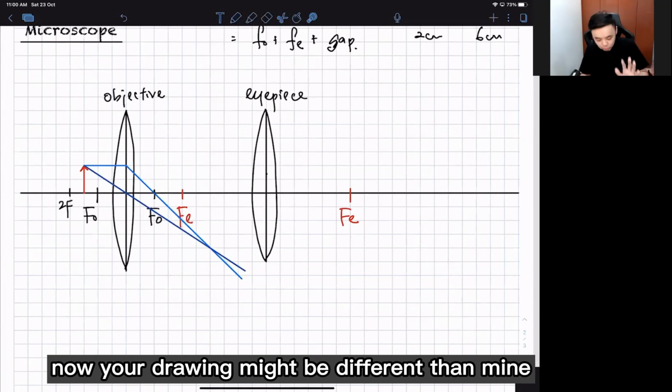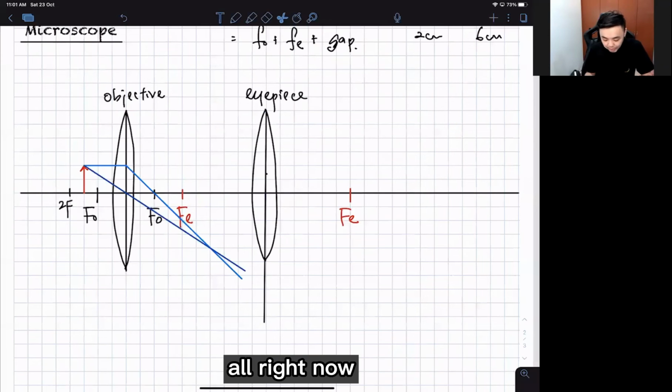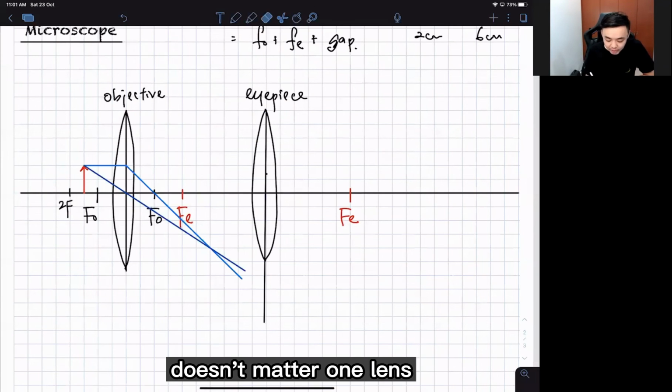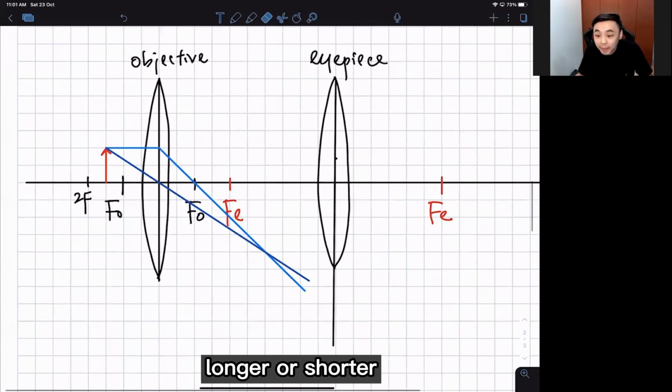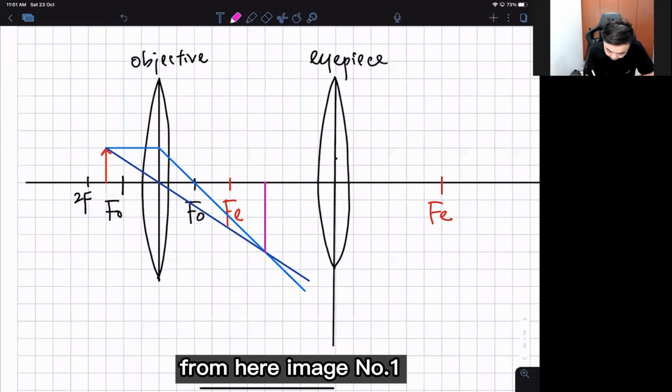Now, your drawing might be different from mine. It's fine because my one is not exactly 2 cm. Now I need to make the lens longer. It doesn't matter, lens longer or shorter. All right, like that. So this is where I have the first image formed, from here, image number 1.